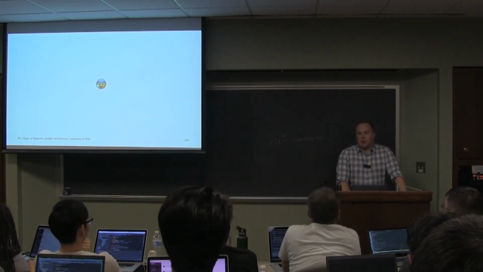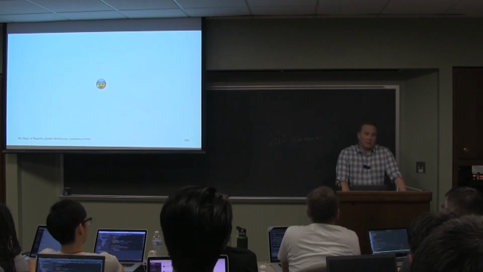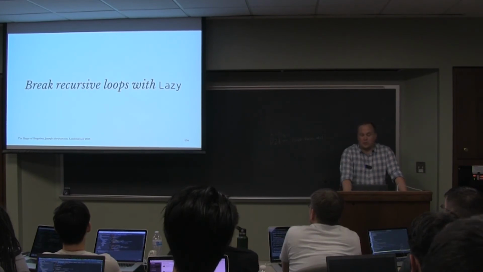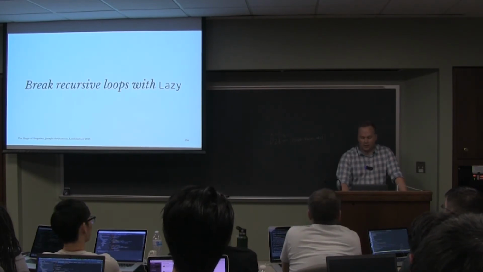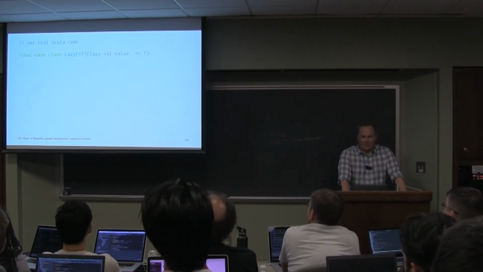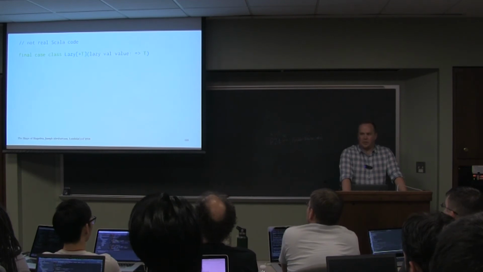Fortunately, everyone knows this is a problem and there's a way to fix it, and it's built into Shapeless. This is a thing called lazy. And you just need to use it if you ever are working with recursive derivations like this. So how do you break recursive loops with lazy? Lazy is sort of defined like this. It's not valid Scala code, but it's the way to think about it.